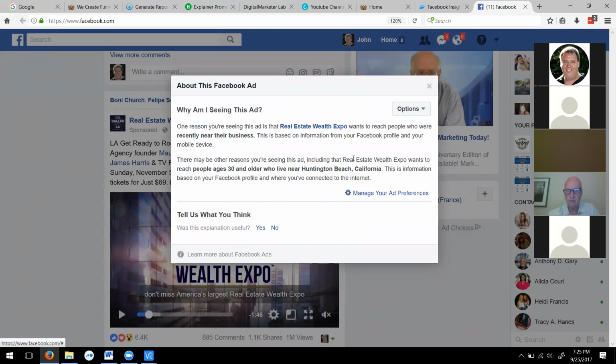So here it is. It tells you who's running it. Real Estate Wealth Expo wants to reach people ages 30 and older who live in or near Huntington Beach, California. So this is probably a wealth expo that's coming to town that they want me to know about. So much, much more targeted here.